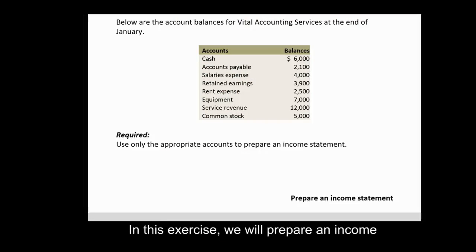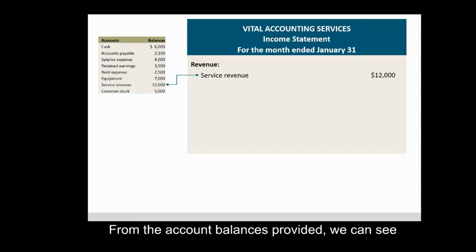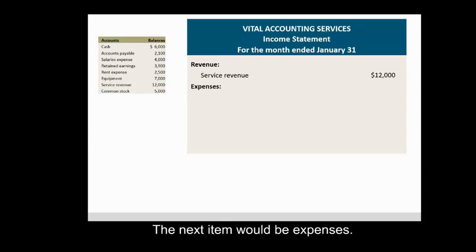In this exercise, we will prepare an income statement using the appropriate accounts. To prepare an income statement, we need to consider revenues and expenses. From the account balances provided, we can see that Vital Accounting Services earned revenues of $12,000 during the month. The next item would be expenses.